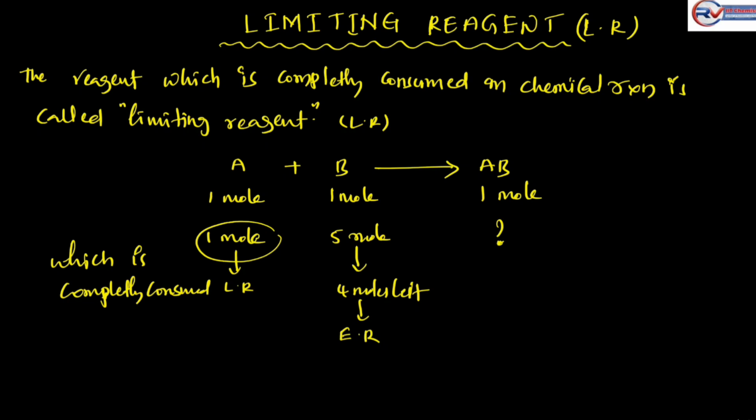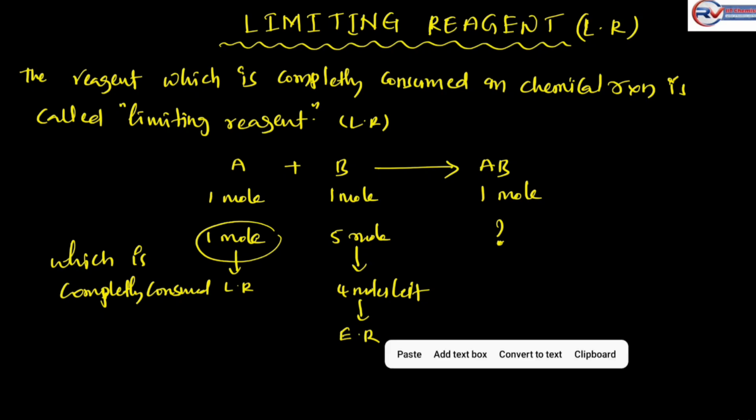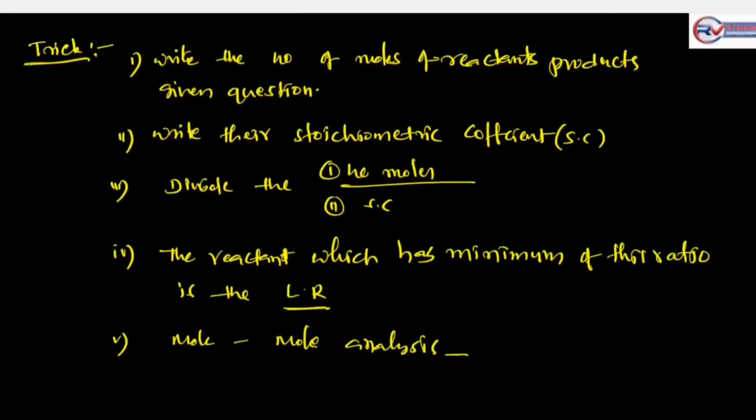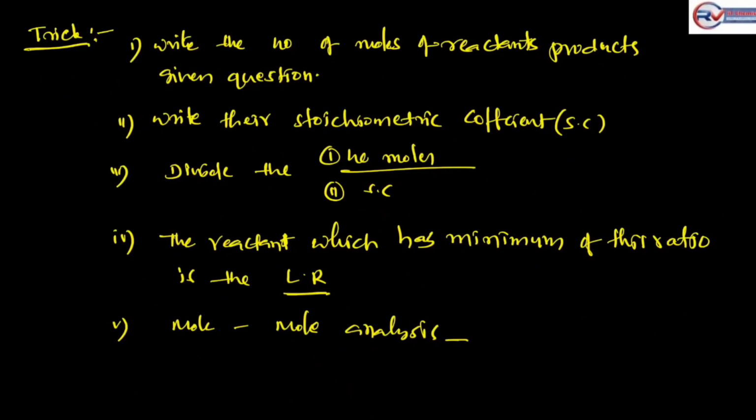First of all, we need to know the rules for finding the limiting reagent. The rules are tricks. Let's discuss the tricks for the limiting reagent. The very first: write the balanced chemical equation, and write the number of moles of reactants and products in the given equation.